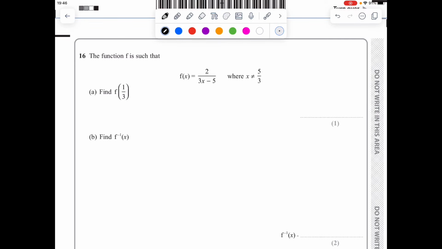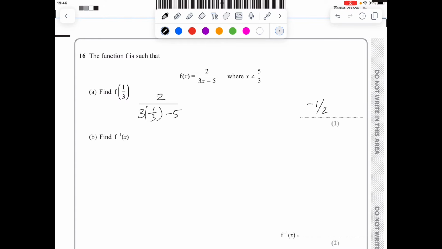For part A of question 16, just replace x with a third. So you get 2 over 3 times a third minus 5. Put this on the calculator, the answer comes out to be minus 1 over 2.